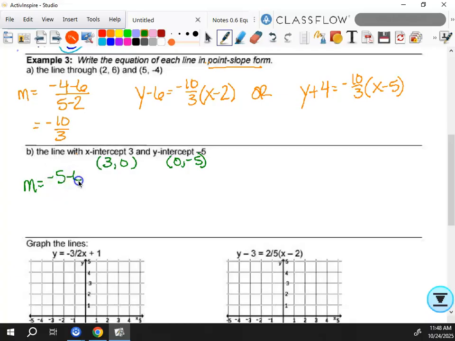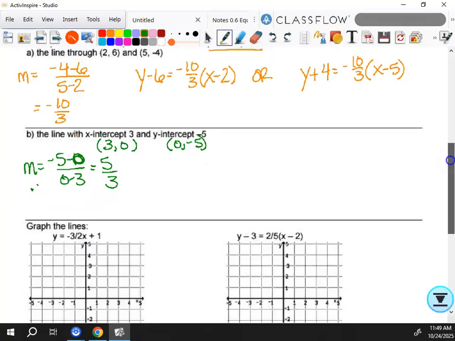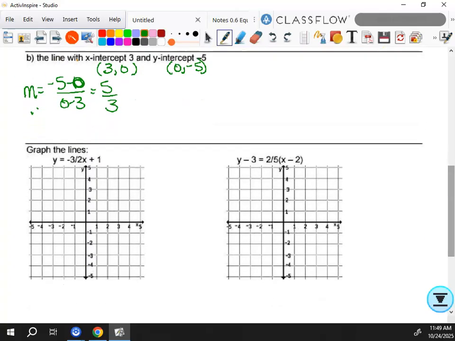Negative 5 minus 0 over 0 minus 3. Looks like a 6. And that's going to give me positive 5/3. A little shortcut, if you have the intercepts, it's the y-intercept over the x-intercept and you change the sign. Chances are really good you probably won't remember that, but that's fine because doing the slope is very, very simple, right? So shortcuts are great if you remember them, but I never really have to think about it, so I might as well just do it.